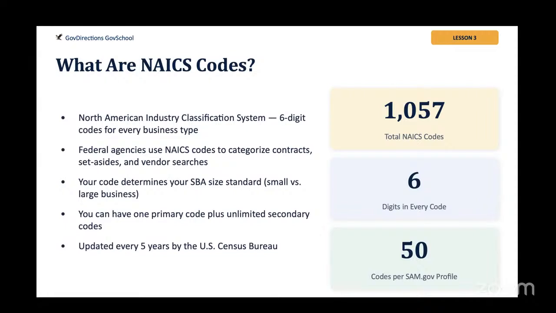Federal agencies use NAICS codes to categorize contracts, set-asides, and also vendor searches. So if they're looking for somebody to do administrative services, for example, I think it's 541620. If I'm right on that, I should get a gold star because there are a lot of them and you have to remember them. But then they just go search, and if you have that NAICS code chosen, then you're going to be one of the ones that they contact.